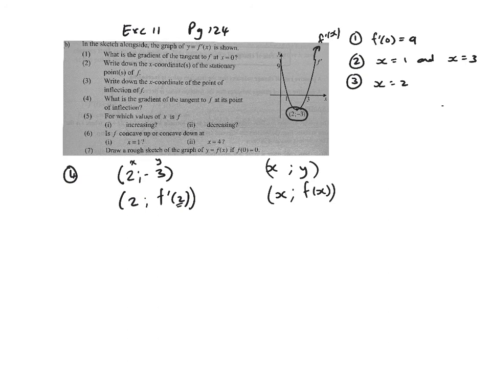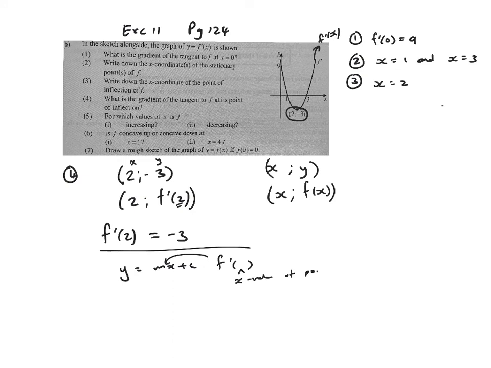So what does that mean? That means that f prime 2 is equal to negative 3, alright? So how would we normally find the tangent? You would say y is equal to mx plus c, and how do I find m? It's the derivative of the function at the x value of the point of tangency, right? Good. Hopefully this comes back to you. So that's m.